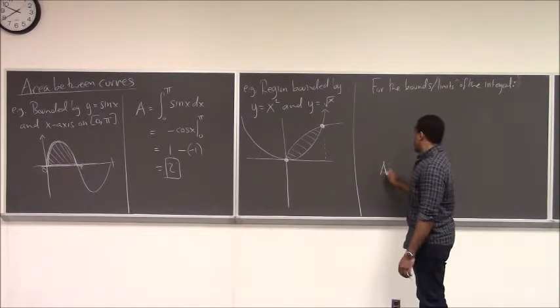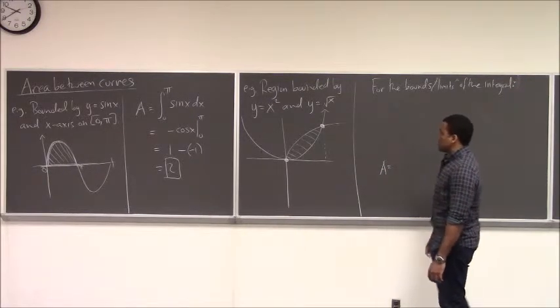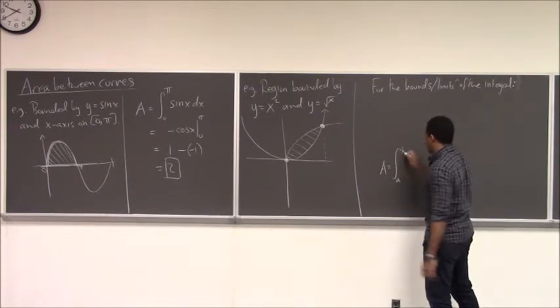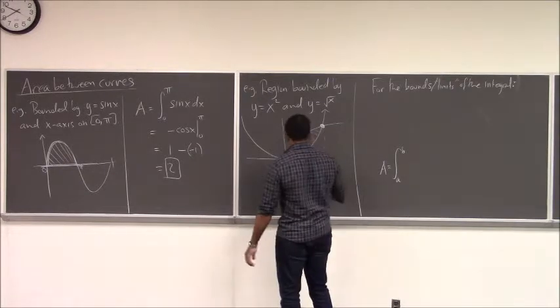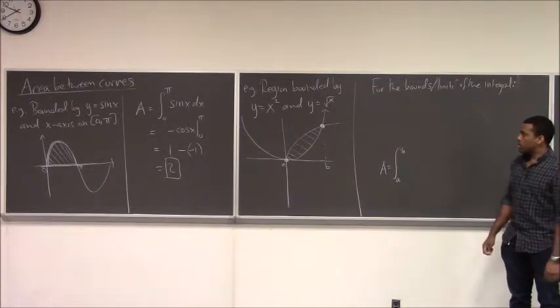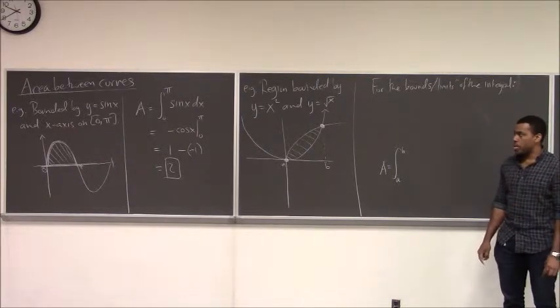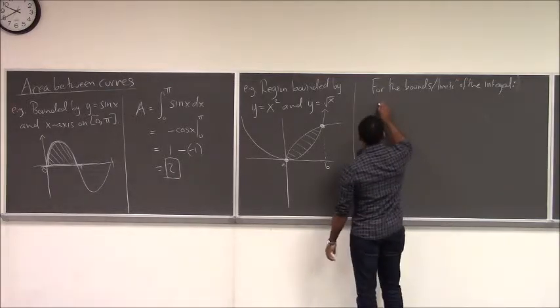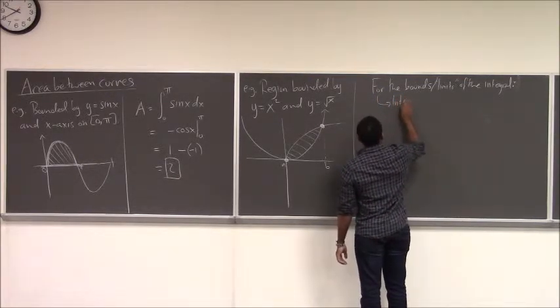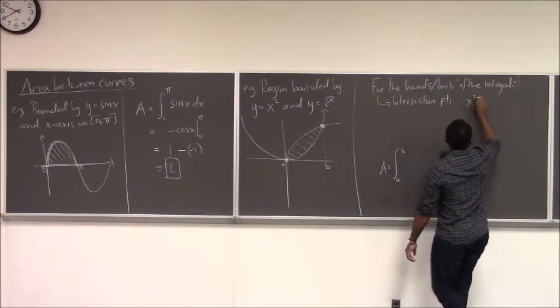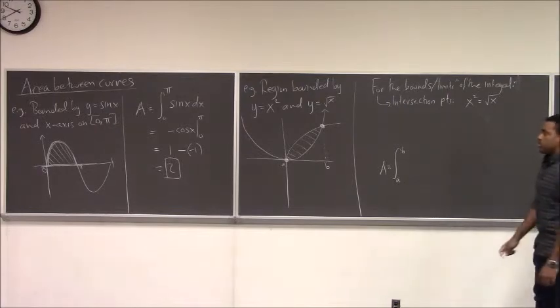Because we know the area is going to be, but what is the area? It's going to be the integral of something, integral from a to b, where a is going to be here, b is going to be here. How do I find a and b? It's the top minus the bottom. Oh, that's not what you're saying. Yeah, how do I find a and b? It's when x squared equals the square root of x. Find the intersection, where these guys give you the same value.